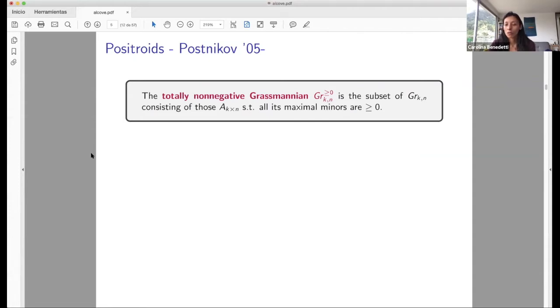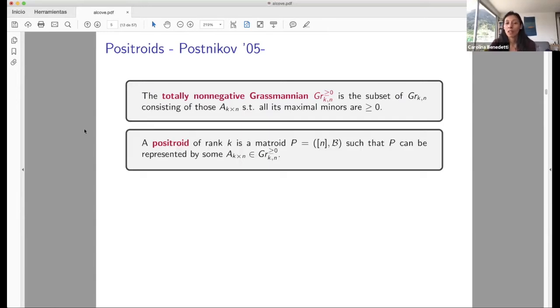Postnikov, one of the pioneers in the study of positroids, defined them as follows. We already know what the Grassmannian is, and in the Grassmannian we consider the subset Gr_{≥0}(k,n), which I'm calling the totally non-negative Grassmannian. This subset consists of those full rank k matrices whose maximal minors are all non-negative. So before we only looked at whether determinants were 0 or not to define a matroid, but here we care about the sign.